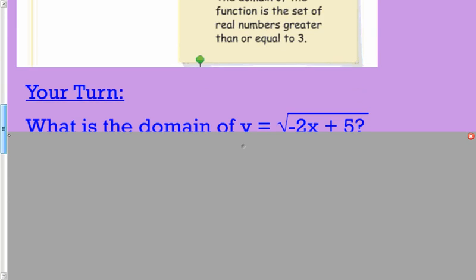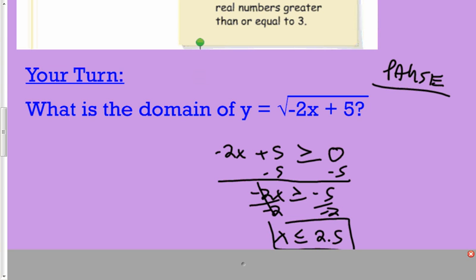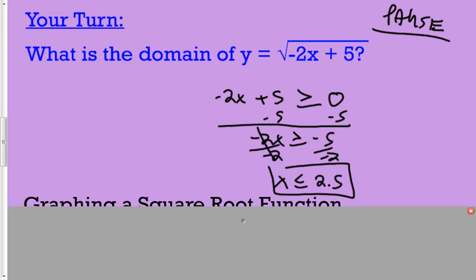So why don't you try this? What's the domain of y is equal to the square root of negative 2x plus 5? So pause it, try it, and unpause it, and check it. All right, so I set the inside part, the part underneath the radical, greater than or equal to 0, because it has to be greater than or equal to 0 for our square root to work. And I found that when I solved it, I got x is less than, because I had to switch the sign here at the end, less than or equal to 2.5.